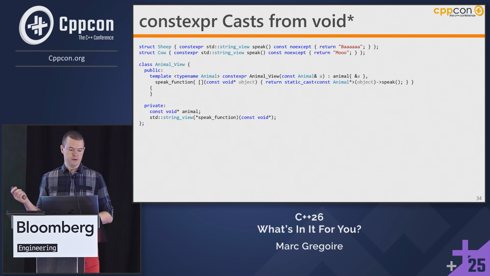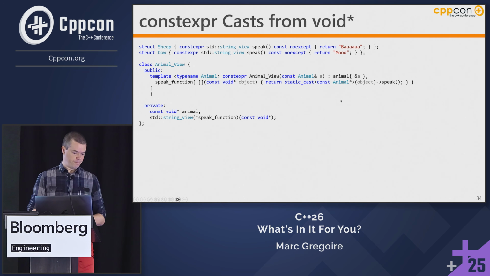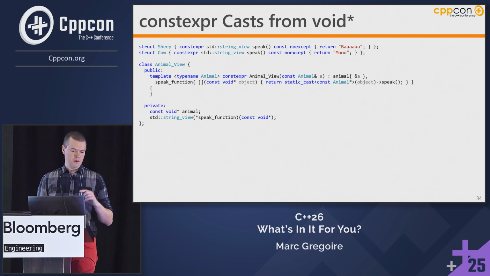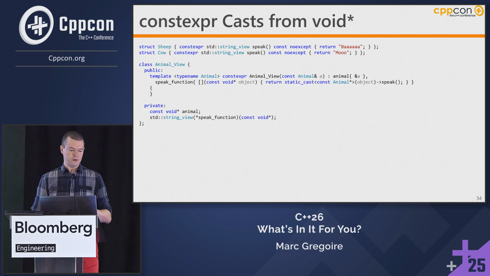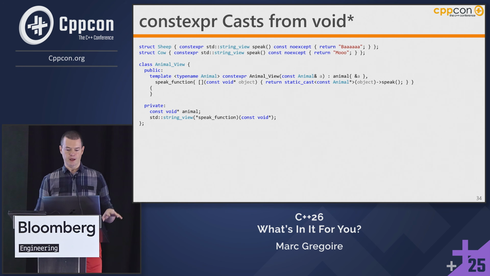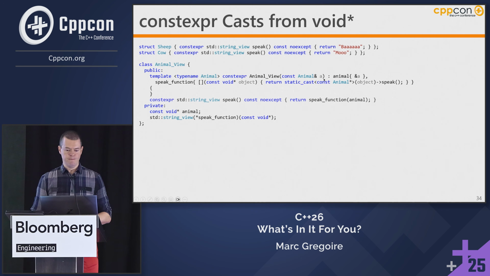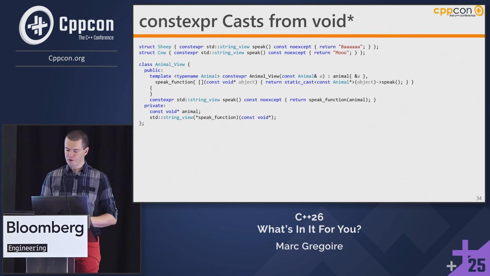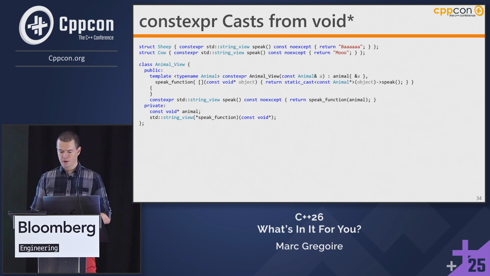And inside that lambda, you see a static_cast to cast our void star animal, our void star. There's a typo here. Yeah. No, it's fine. Sorry. So to cast our void star animal back to an animal star, and then call our speak function here. So this is the thing that is now allowed by C++26. And then next we just have a constexpr speak function, which just calls the stored speak function, and it passes a void star animal pointer.